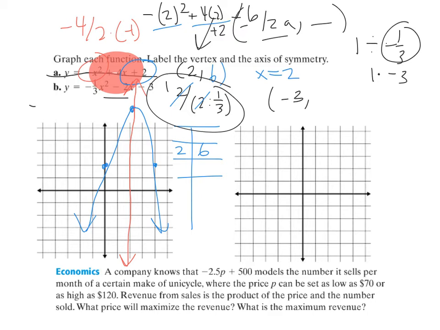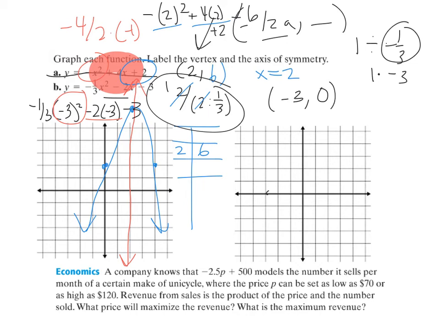So it's going to be negative 1/3 times negative 3 squared minus 2 times negative 3 minus 3. So negative 3 squared is a positive 9. So negative 1/3 of 9 is negative 3, plus 6 is 3, and then minus 3 is 0. So the vertex is at negative 3, 0.